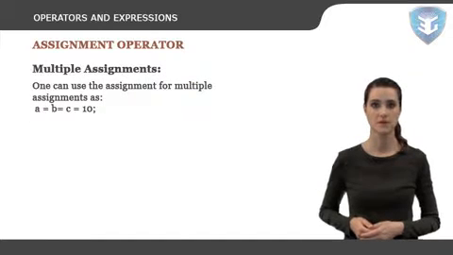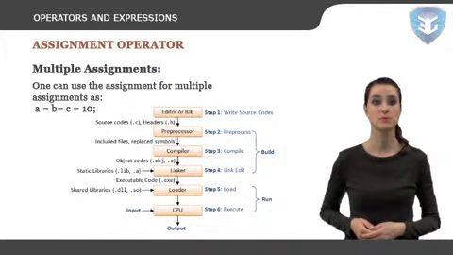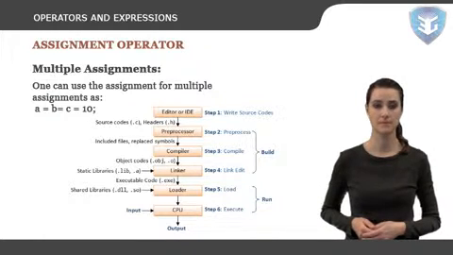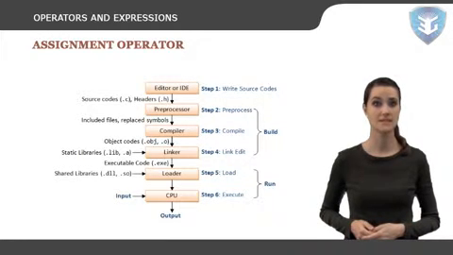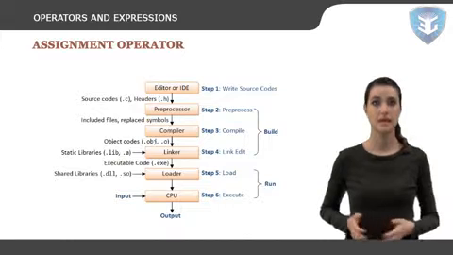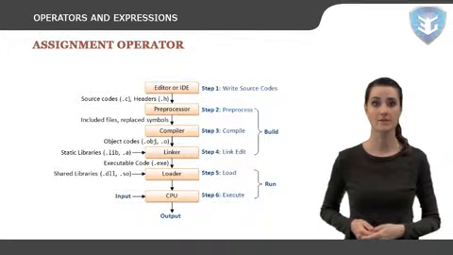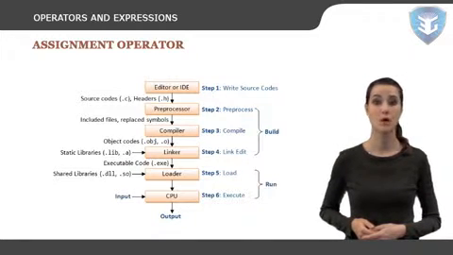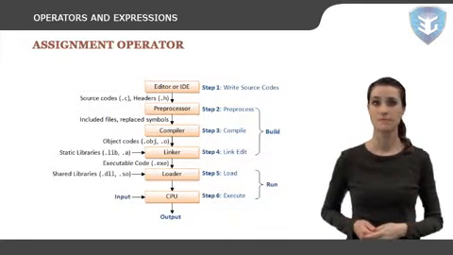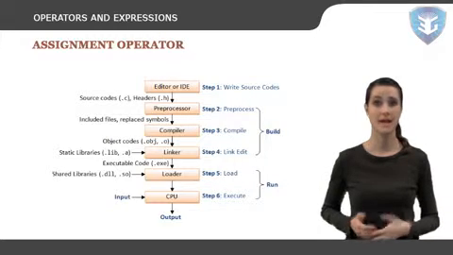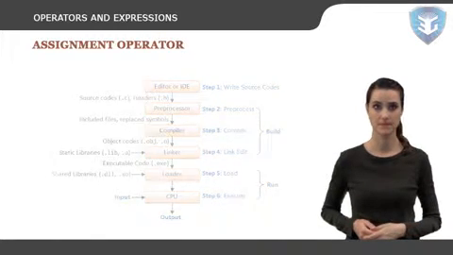Multiple assignments. One can use the assignment operator for multiple assignments, that is, A = B = C = 10. At the end of this expression, all variables A, B, and C will have the value 10. Here, the order of evaluation is from right to left. First 10 is assigned to C, hence the value of C becomes 10. After that, the value of C is assigned to B, hence the value of B becomes 10. Finally, the value of B is assigned to A, hence the value of A becomes 10.